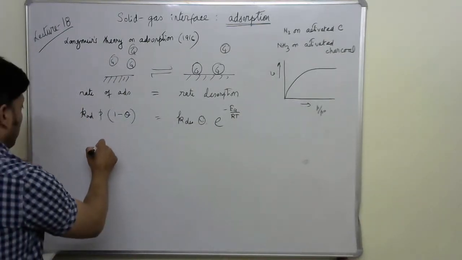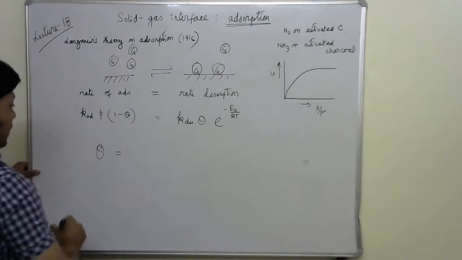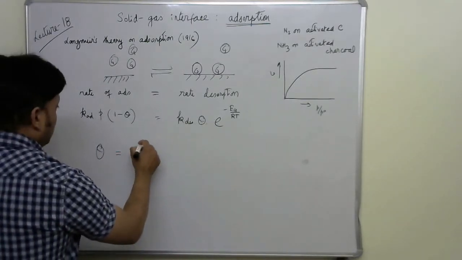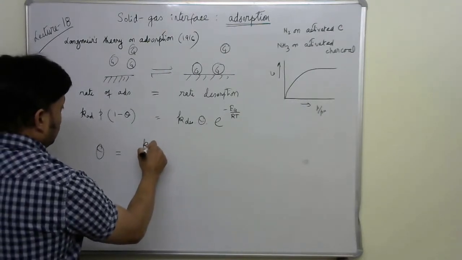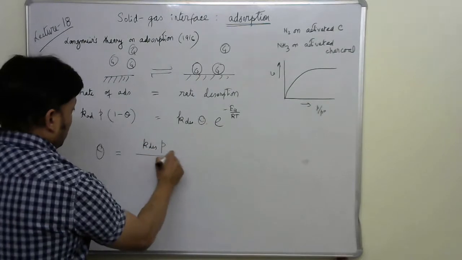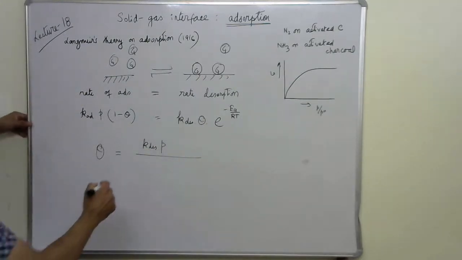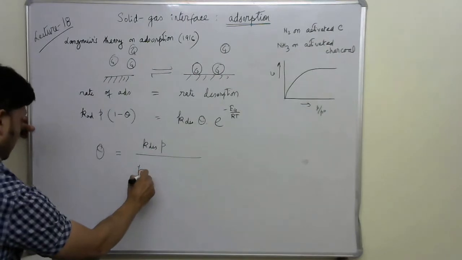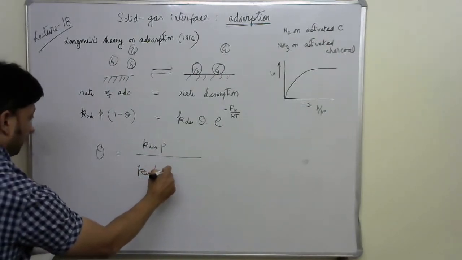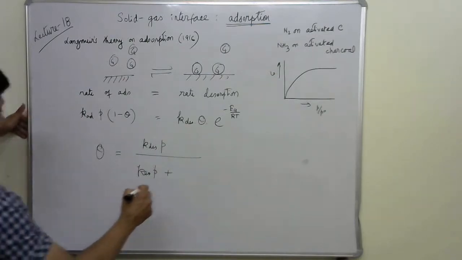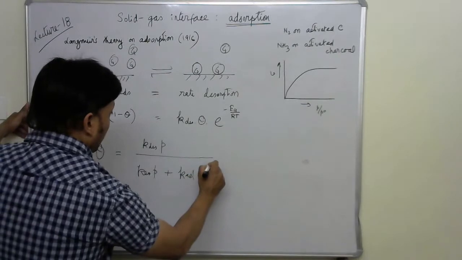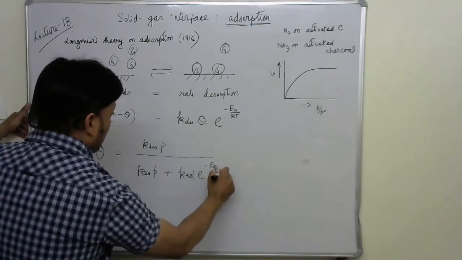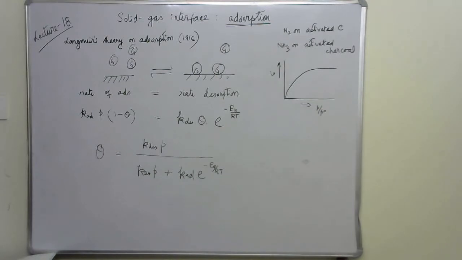So if we try to solve the equation for theta, we will end up with a term something like this: K desorption multiplied by P divided by K desorption multiplied by P plus K adsorption and e to the power minus EA divided by RT. You can try that out to see whether you end up with this.